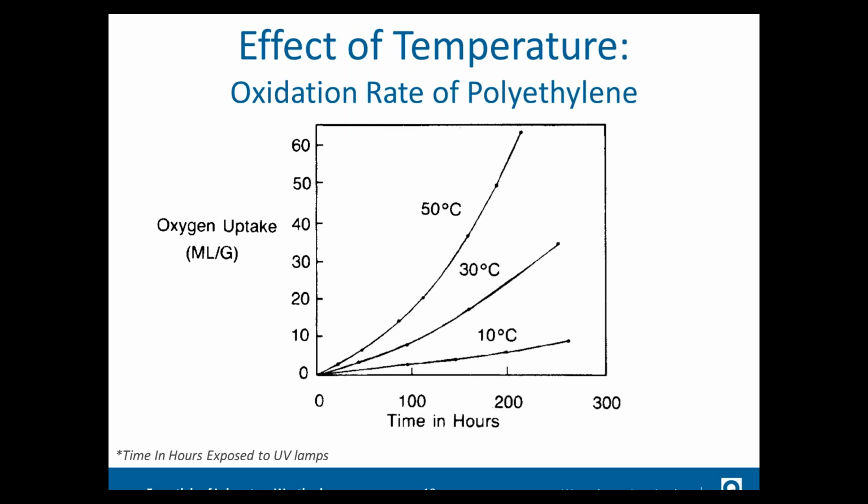This is just one example of a test that was performed using different temperatures, and this was performed in a fluorescent UV test device, the QUV. The irradiance was exactly the same between these three tests. The only thing that varied was the temperature, and as you can see, at 50 degrees C, the oxygen uptake was much higher than the tests at 30 or 10 degrees C. So this is an example of temperature accelerating the effects of photodegradation and oxidation.